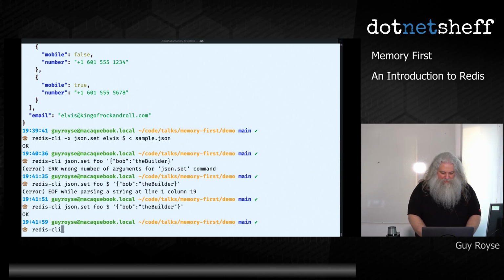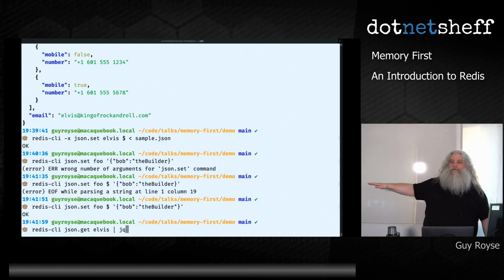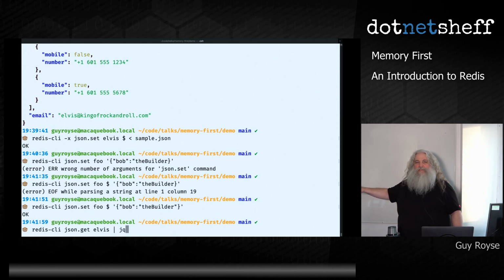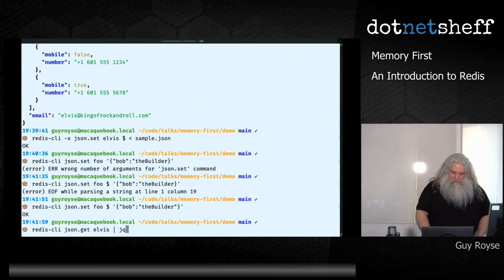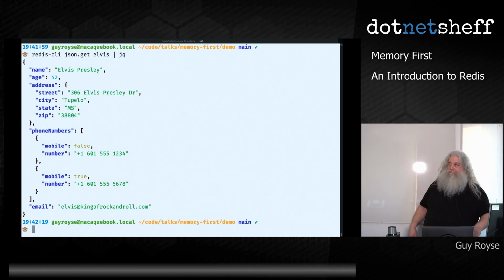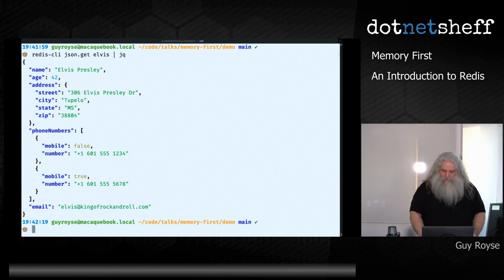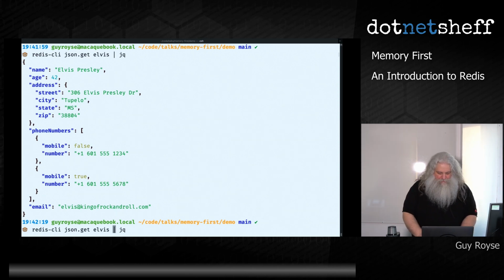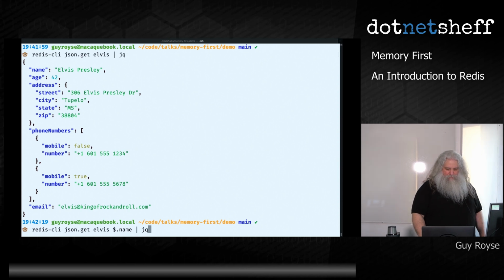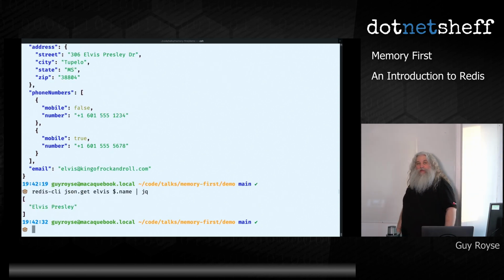If I want to get the Elvis string, though, JSON.get Elvis. If I just do JSON.get Elvis and pipe that into jq, if you've never used jq, it's like sed for JSON documents. It's amazing. And here it just returns the document. So I just queried the whole JSON. Not a huge deal. But if I want to do a path, let's get the name out of it. Well, now I can query just the name.